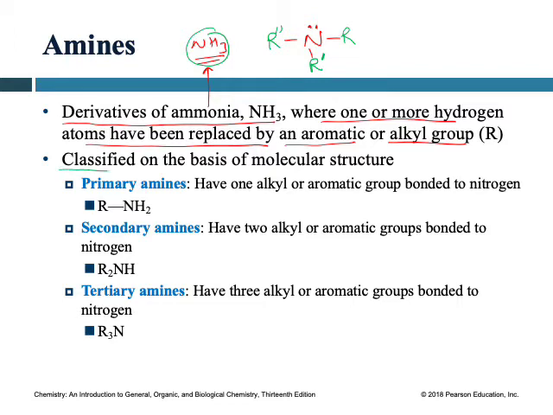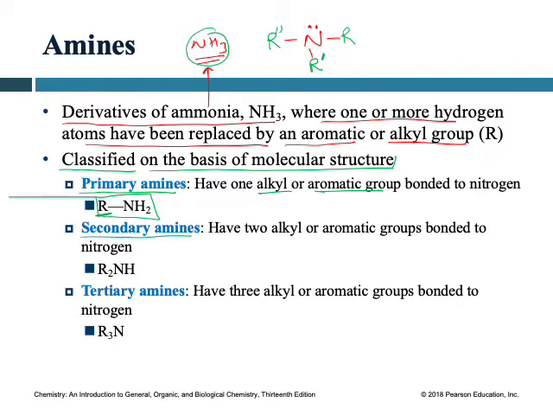Now we'll see how we can classify amines. Amines can be classified on the basis of molecular structure. The first one is primary amines. Primary amines means only one of the hydrogens from ammonia gets replaced by one alkyl group or aromatic group, for example RNH2. One of the hydrogens from the ammonia is replaced by an alkyl or aromatic group, so that's why it's a primary amine. Only one hydrogen atom is replaced.